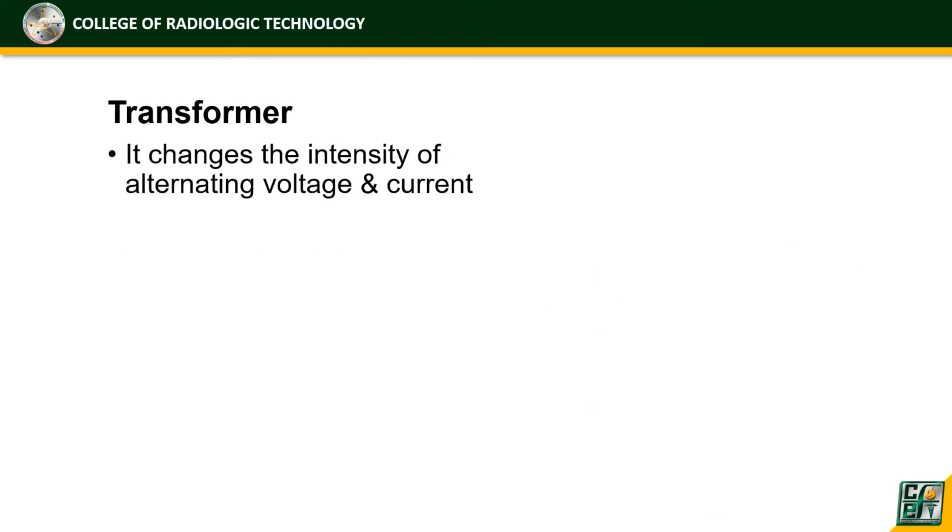Then transformer, it does not convert mechanical energy or chemical energy, but it changes the intensity of the alternating voltage and current. So it only works with AC or alternating current. Again, alternating current, okay, the flow of electron is alternating in opposite direction.